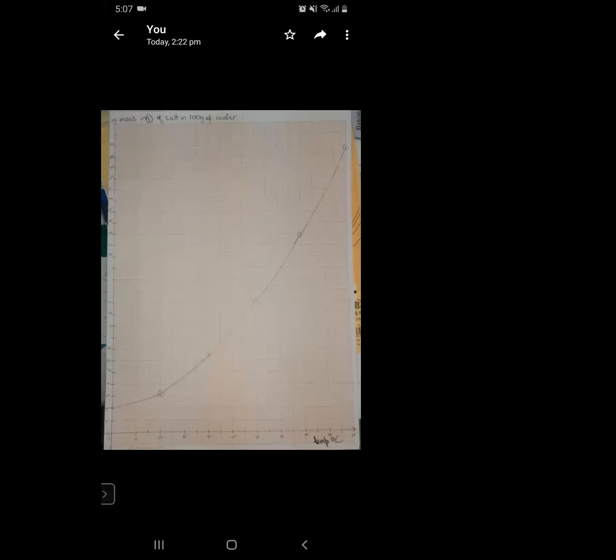The graph is only showing that as the temperature is increasing, more and more mass of potassium nitrate is dissolving in 100 grams of water. That's all you can make out from this graph. Is there anything else you want to talk about?